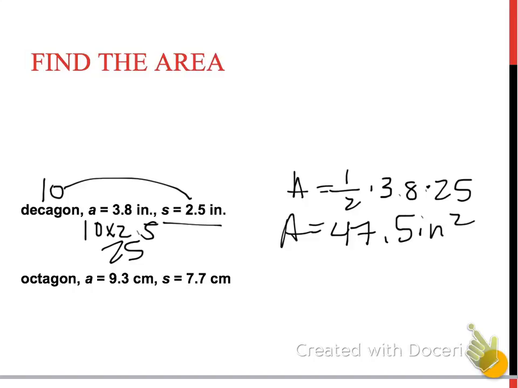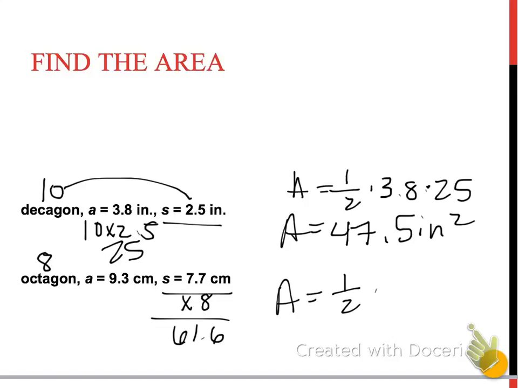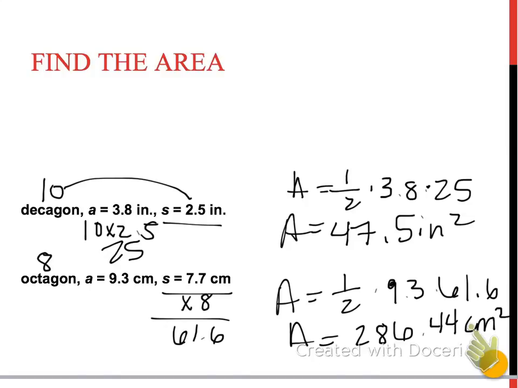So my next one is an octagon, so that means it's 8 sides. One side is 7.7, so we're going to multiply that times 8 to find the perimeter. 7.7 times 8 is 61.6. So that's my perimeter. I already have my apothem, 9.3, and we multiply it times 61.6 to find the area. So I'm going to get 286.44 centimeters squared.